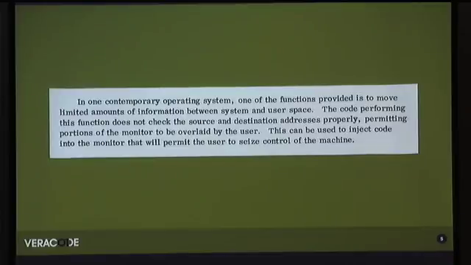The code performing this function does not check the source and destination addresses properly. This can be used to inject code into the monitor that will permit the user to seize control of the machine. By monitor here, it doesn't mean the thing that you're looking at in the display. It's this other concept that he raises, which is not important here. But there it is in black and white, in 1972. And software security has been terrible ever since.